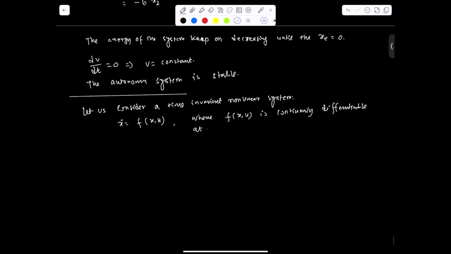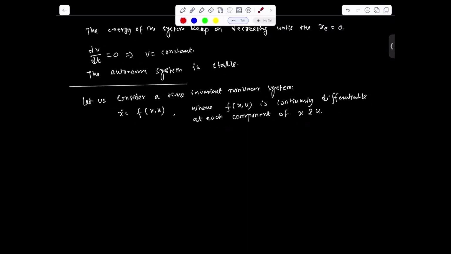at its components of x and u. So here we are assuming x is the state and u is the control or any other perturbation in the system. So we can assume this is the nonlinear system. And now we are going to see how to find a linear model of the nonlinear system.